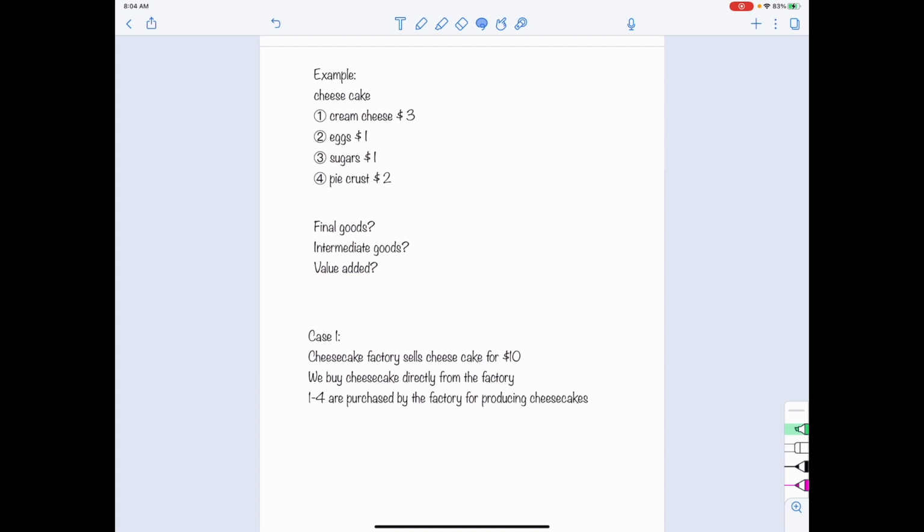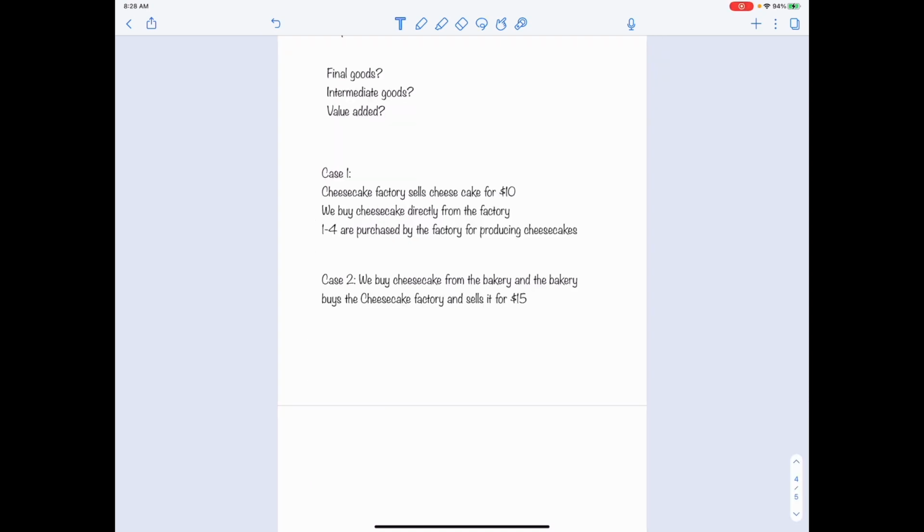So now let's look at the second case. The second case is a little different. Under this case, we buy cheesecake from the bakery, and the bakery buys the cheesecake from the cheesecake factory and sells it for $15. So what's the final goods under this case?